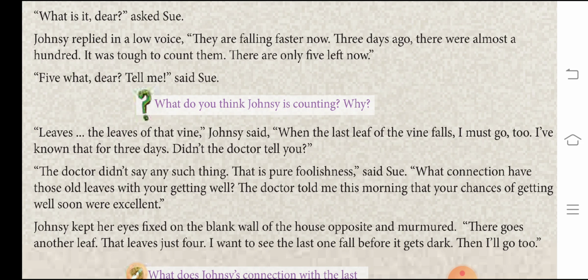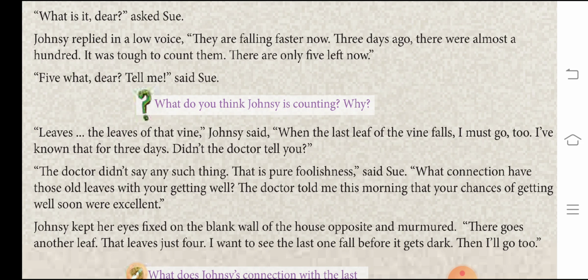Joanna kept her eyes fixed on the blank wall of the house opposite and murmured, there goes another leaf, that leaves just four. I want to see the last one fall before it gets dark. Then I will go too. But Joanna is not at all interested in listening to what Sue is saying, right? She has become hopeless, depressed, you can say, and that's why she is thinking कि जब last पत्ता गिरेगा उस vine का तो उसके साथ में ही मैं भी मर जाऊंगी.